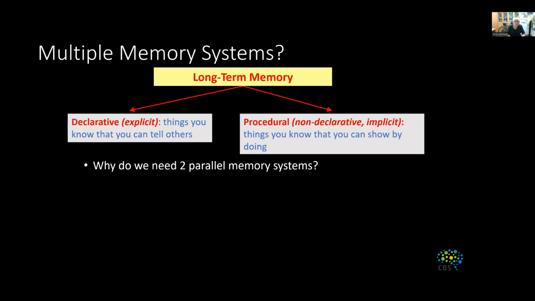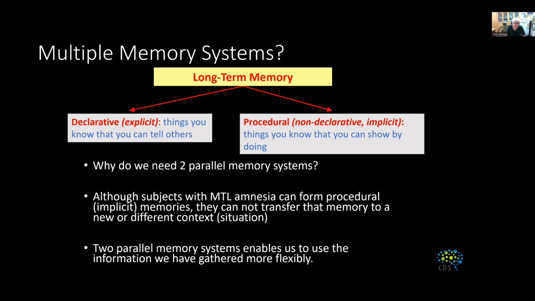So you might ask, why do we have multiple memory systems? Why do we need procedural and declarative systems where we can learn things in parallel? You can learn a skill, but you can also remember how you learned that skill. Well, we don't know the complete answer to this, but some of these experiments have suggested that although subjects with amnesia can perform these procedural memories, they can't transfer that memory to a new or different context. So what these systems may give us by working in parallel is better flexibility to not just learn things implicitly or procedurally, but to apply them across different experiences.